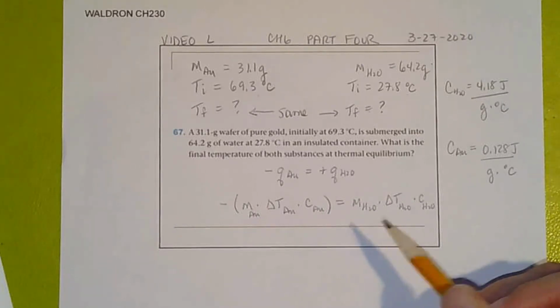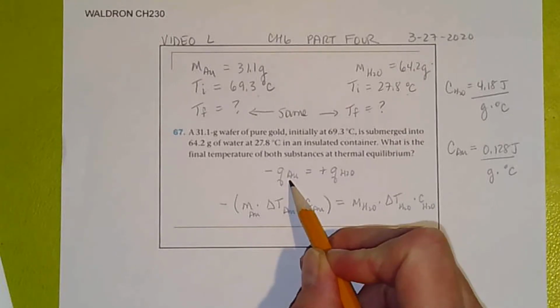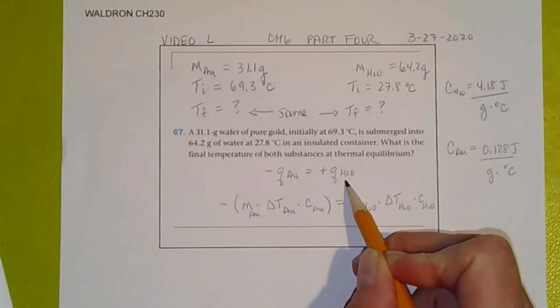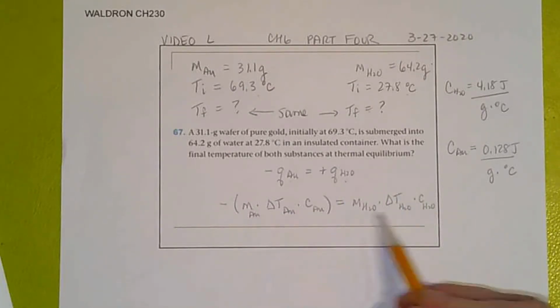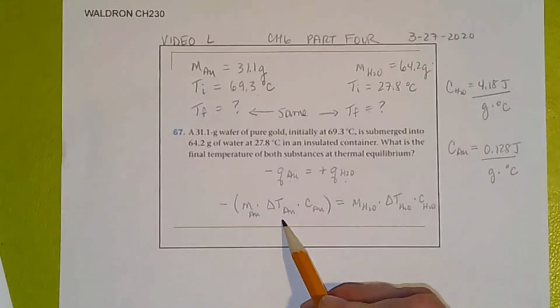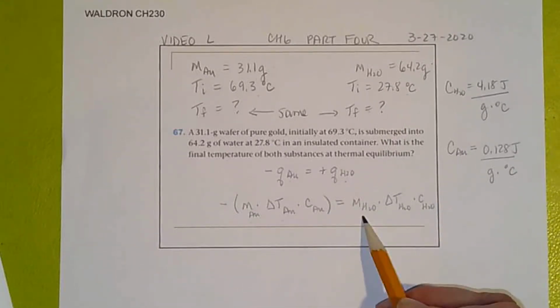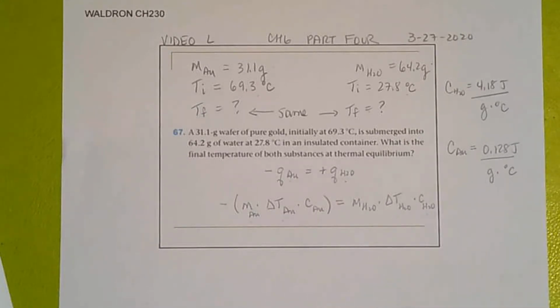As with all calorimetry problems, we start with setting Q equal to Q. Heat is leaving something and going into something else. In this case, the heat leaves the gold, so it's got a negative sign, and it goes into the water. So we can expand this into our equation that includes the mass of the gold, delta T for the gold, the heat capacity of the gold, the mass of the water, the change in temperature of the water, and the heat capacity of the water.